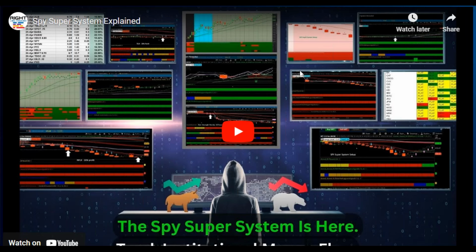Okay, this is just a graphic. We're going to see a lot of this. This is a graphic of the SPY Super System. Now, the SPY Super System is a piece of software that I run on Thinkorswim that identifies when the institutions are trading in a trade and when they're not. This is going to talk a lot about this.